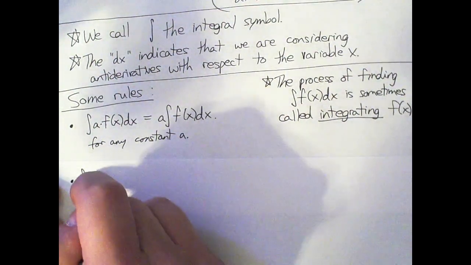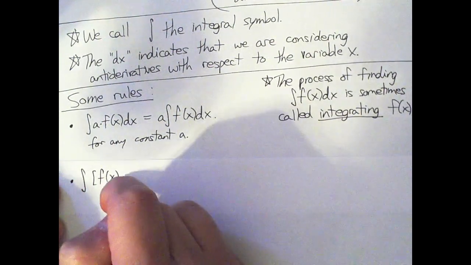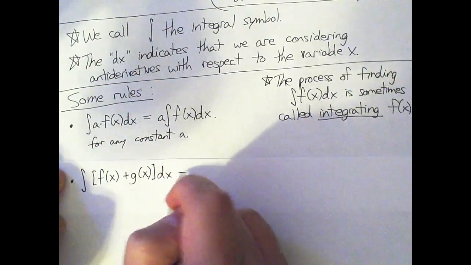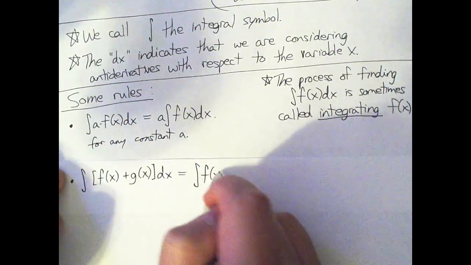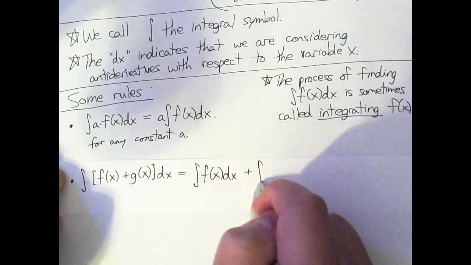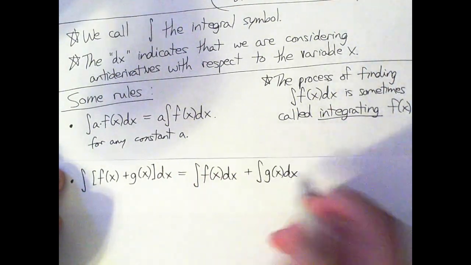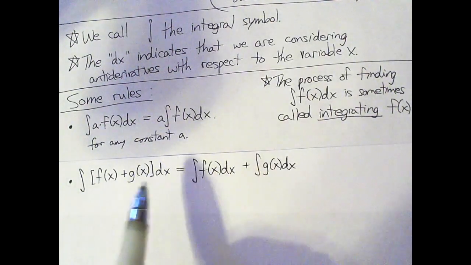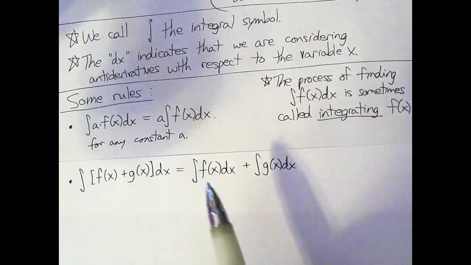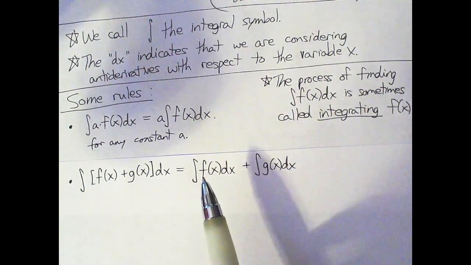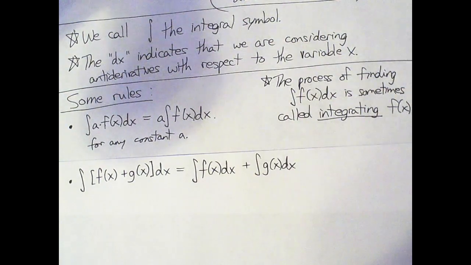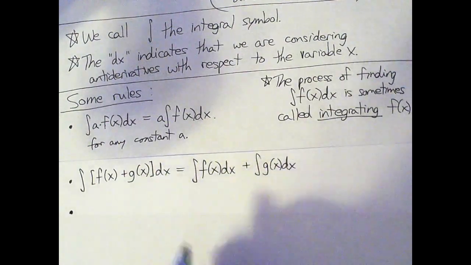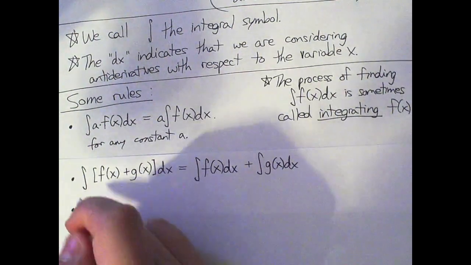Another rule is the indefinite integral of f of x plus g of x is equal to, you can split this up basically. This is like saying the family of all antiderivatives of f of x plus g of x is equal to the family of all antiderivatives of f of x plus the family of all antiderivatives of g of x. So that makes sense. And we said that earlier as a sentence. Now we're writing it out with this notation.